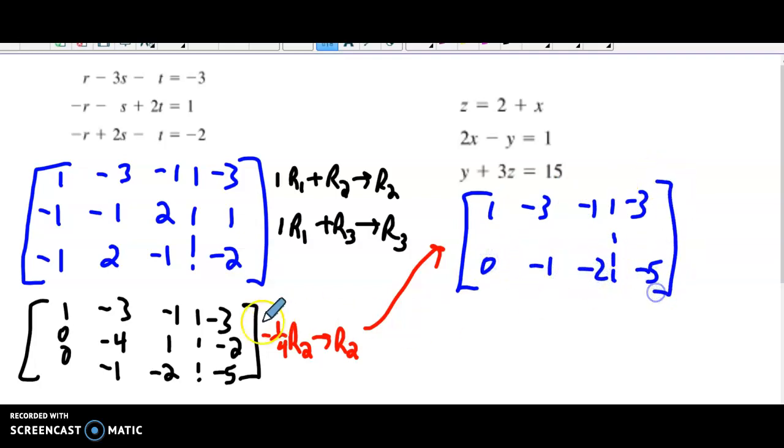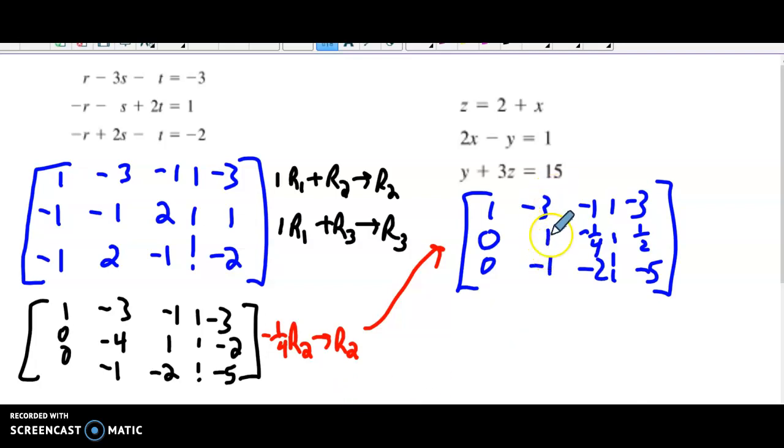I'm just taking negative a fourth times everything in row 2. That'll give me negative a fourth of 0 is 0. Negative a fourth of negative 4 is 1. Negative a fourth times 1 is negative a fourth. Negative a fourth times 2 is positive 2/4, or positive a half.